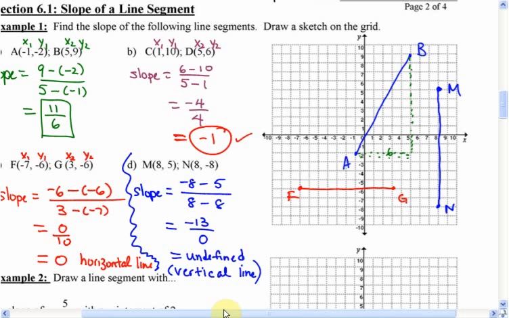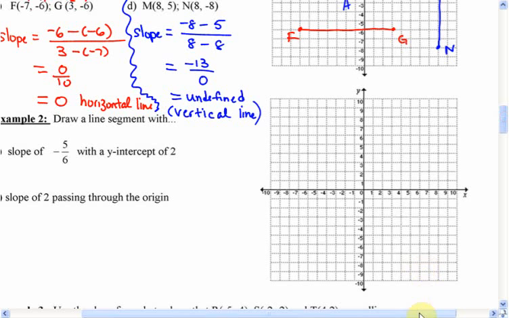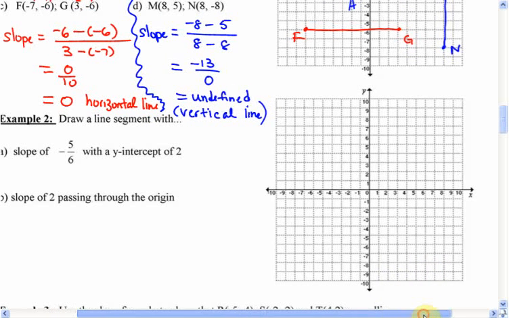All right? Okay. How are we doing okay so far? Yeah? Slope? Got it? Okay, let's try something harder. In example number 2, I want you now to make the line for me. I'm going to give you some information. You make the line. Okay?